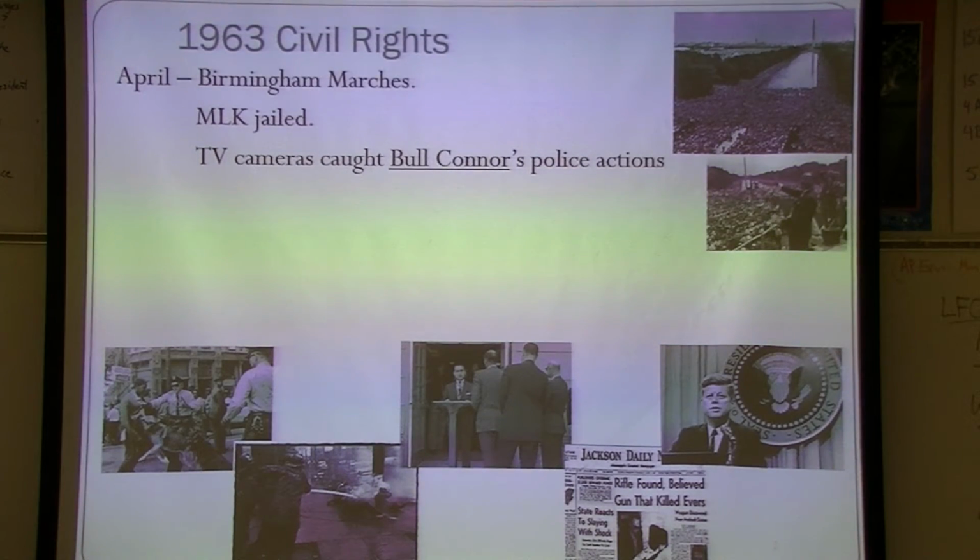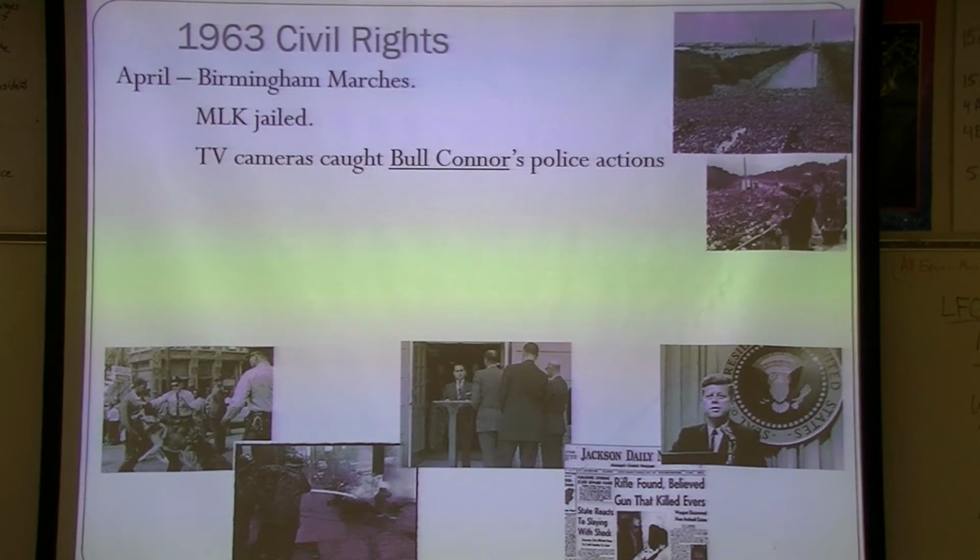All right, 1963. We're going to find that 63, 64, and 65 are the height of the peaceful civil rights movement, and the one led by Dr. Martin Luther King, although not everything is peaceful here. The Birmingham marches in April will have the police actions by Bull Connor with the fire hoses and the attack dogs once again being on TV. Dr. Martin Luther King is jailed, and this is where he writes the Letter from a Birmingham Jail, which you probably read in 11th or 10th or 9th grade in your English class.